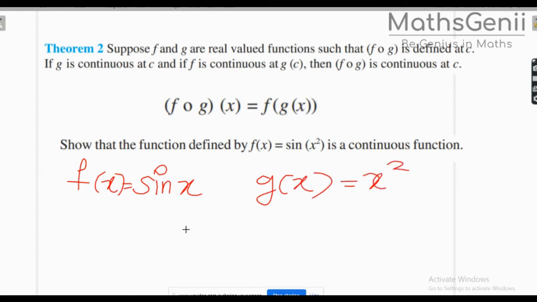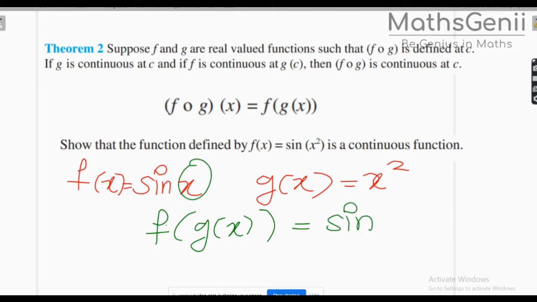What is the fog, or fg of x? You can call it anything, I prefer calling it this way. So instead of x in the f function, you will have g of x. So this is how the function is made. Now in terms of continuity, how is it used? What does the theorem state? It's a very interesting part again. It states that if your f is continuous and your g is continuous, then your f of g x is also continuous.